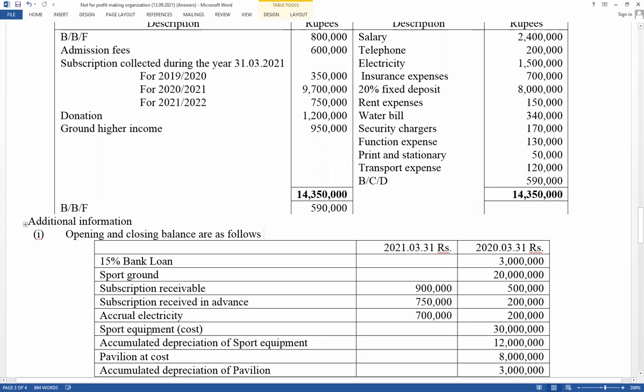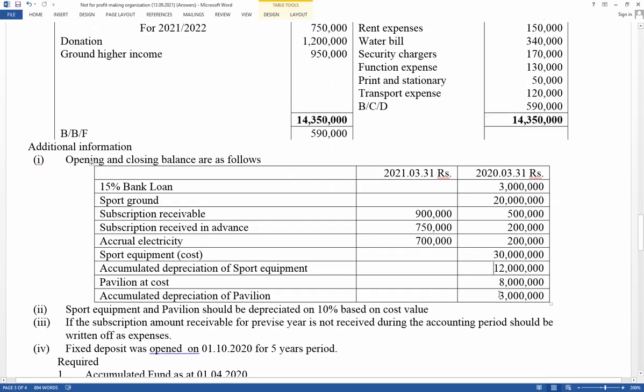And given sport equipment cost value as well as accumulated depreciation. Opening balance sheet is given. Think annual depreciation also. And pavilion also given cost value and accumulated depreciation. Opening balance is given, but in the statement of financial position the closing balance should be included. You have to consider annual depreciation also.